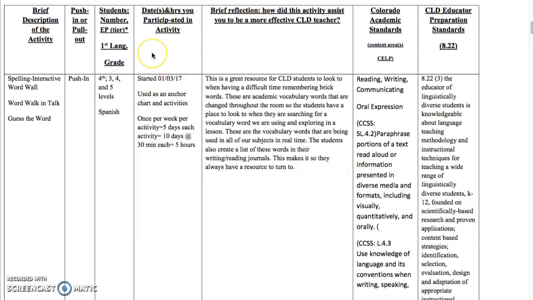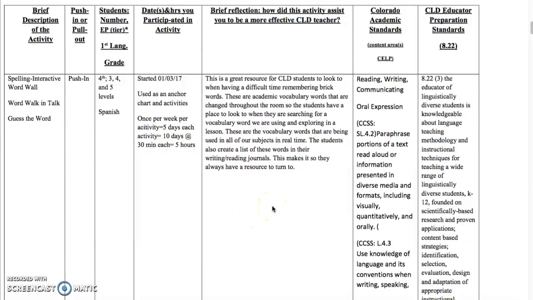The next column is date and hours you participated in the activities. So here, I started on January 3rd of 2017, and it was an ongoing thing for my spelling and interactive word wall. The next thing, for a word walk and talk, it was used as an anchor chart and used in activities. And then the guess the word, we did once per week per activity, 5 days each, which at 10 days at 30 minutes each equaled a total of 5 hours.